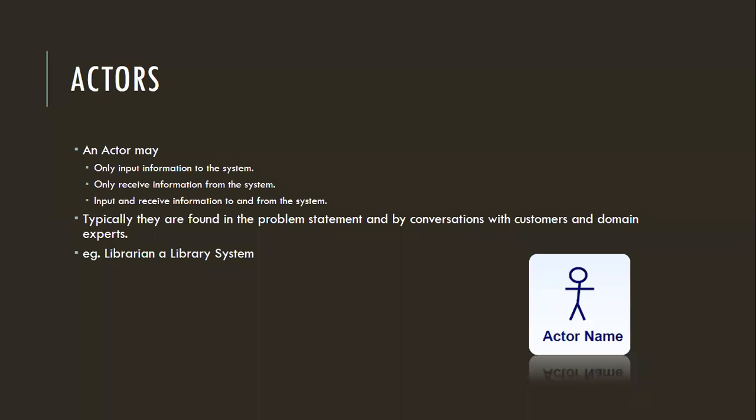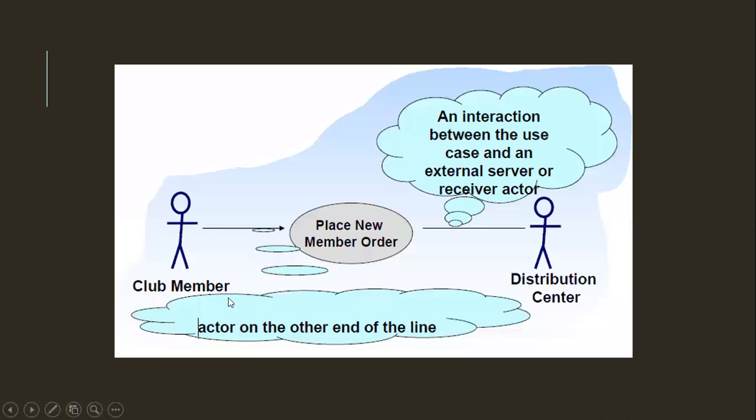So when there is a problem, that is when we need a use case for it. Suppose a librarian is an actor, he or she is an actor, so they are interacting with the library system. Understood? Look at this, the club member is an actor. What does he do? Place new member order. Then from the distribute center, distribute order is an interaction between the use case and an external server or receiving actor.